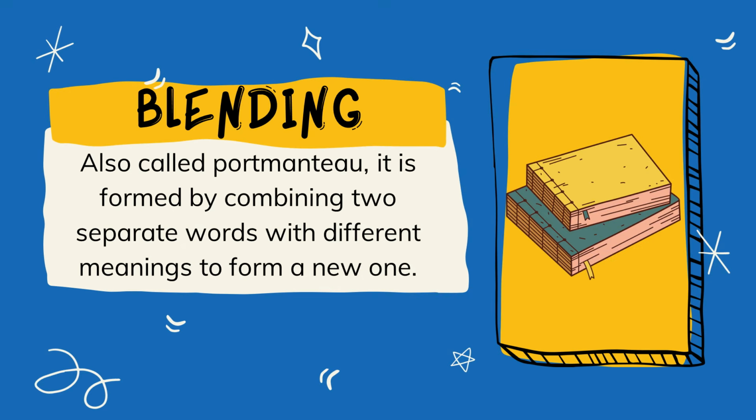Now, let's proceed to number 2, blending. A word blend is formed by combining two separate words with different meanings to form a new one. So these words are often created to describe a new invention or phenomenon that combines the definitions or traits of two existing things. And this is also called portmanteau. So blending is also called portmanteau. And this is combining two different words to form a new one.